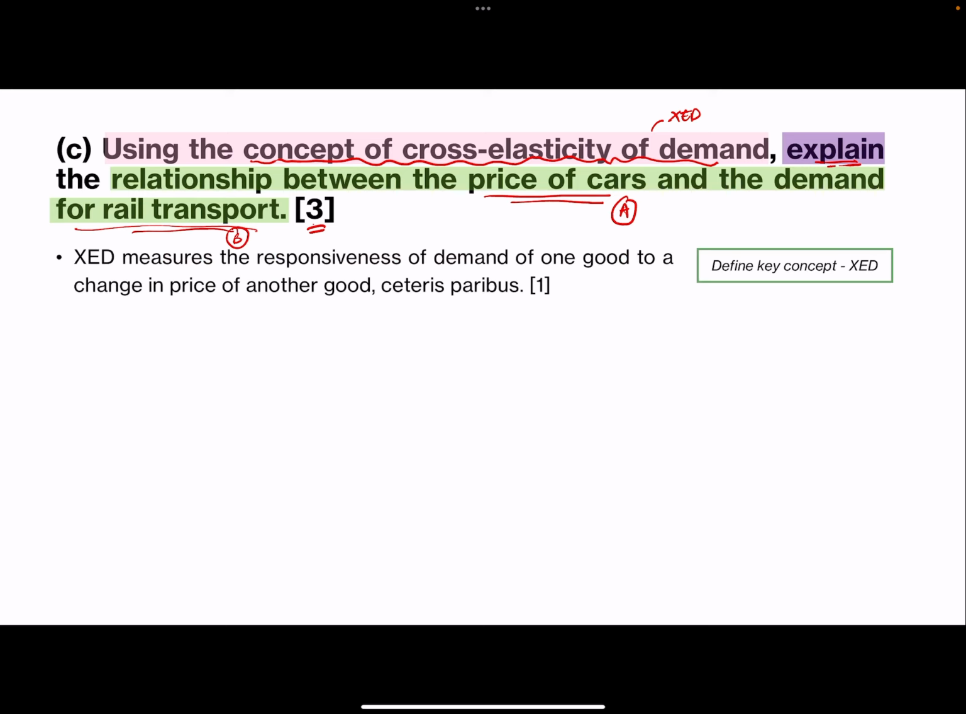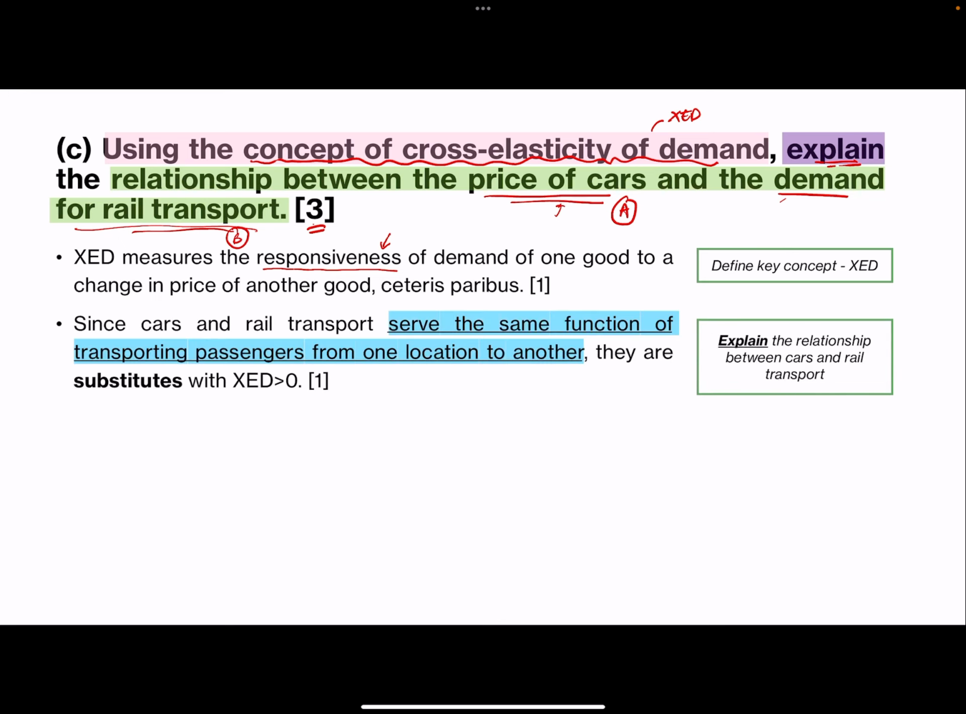Okay, so the first thing you want to do is to just define, because they ask you to use it, and you look at the mark allocation is suspiciously high, so you want to just define what cross elasticity of demand is. Make sure you learn this definition by just learning this word. Once you learn this word, you can construct the definition from understanding. So it measures the responsiveness of one good, which is maybe the demand for rail transport, and how it responds to the price of another good, which is the price of cars.